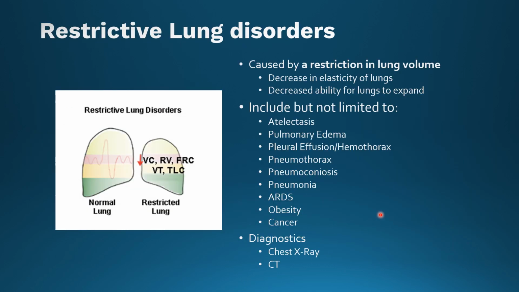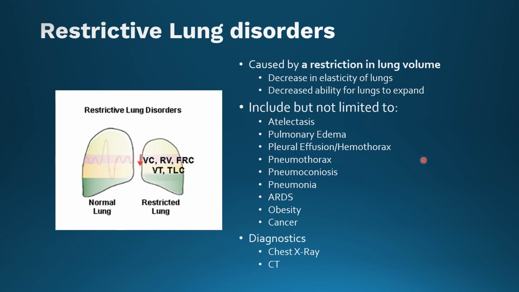And next we have restrictive lung diseases. So this is caused by a decrease in the total volume of air that the lungs are able to hold. This is often due to a decrease in the elasticity of the lungs themselves, or caused by a problem related to the lung expansion of the chest wall during inhalation.